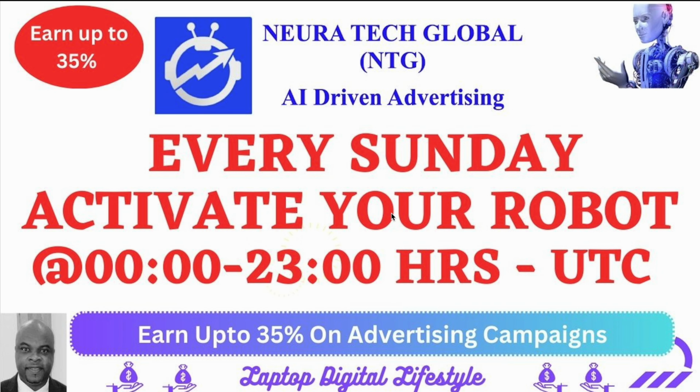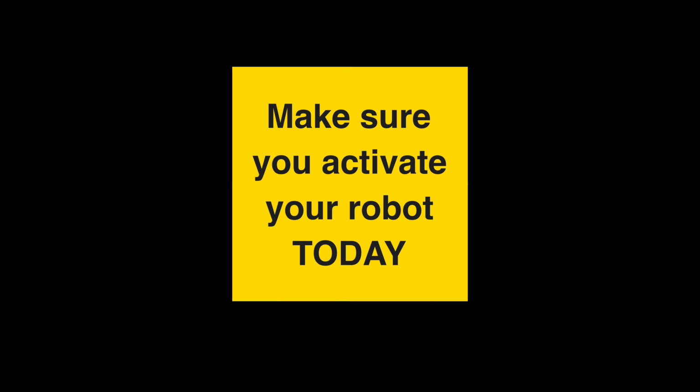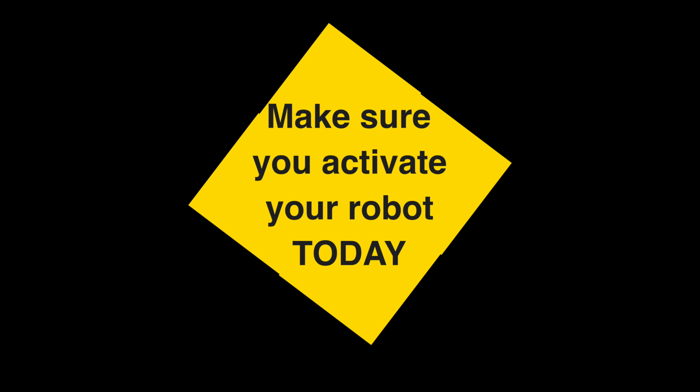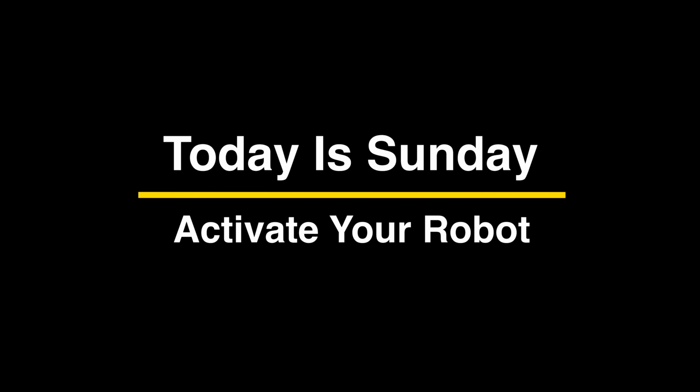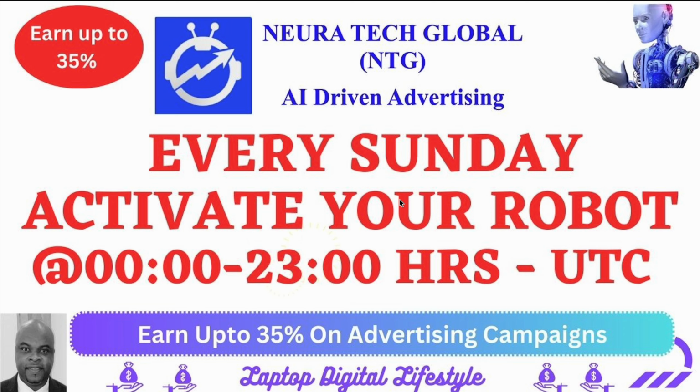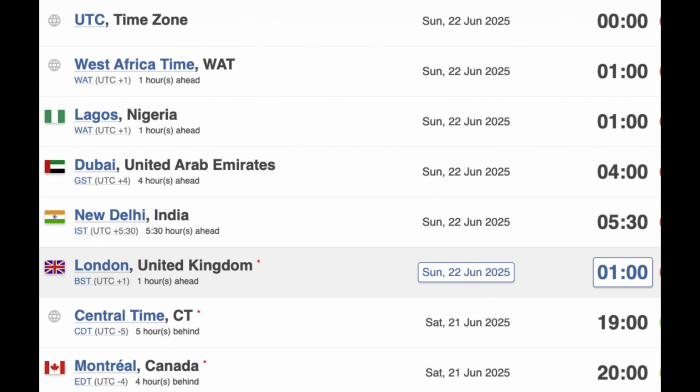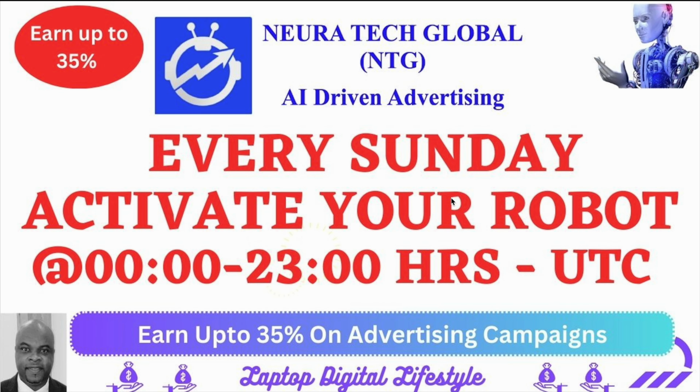This is a quick video to remind you that you need to activate your robot every Sunday between 00 hours and 23 hours UTC. So please use Google to check the accurate time that corresponds to your local country time with this time that you are looking at right now on the screen.